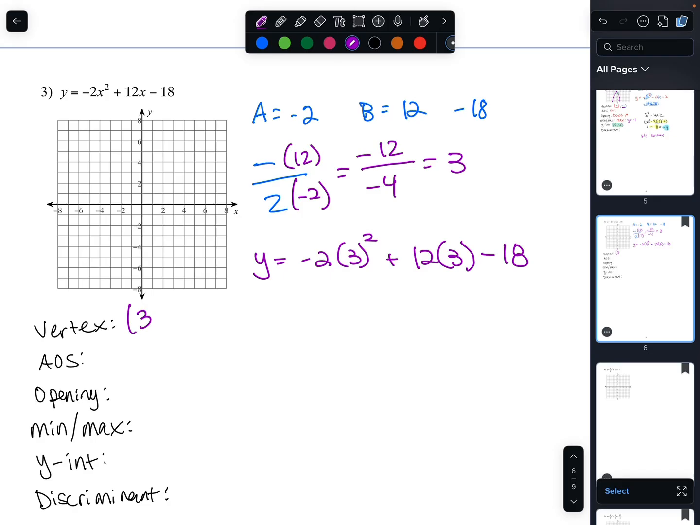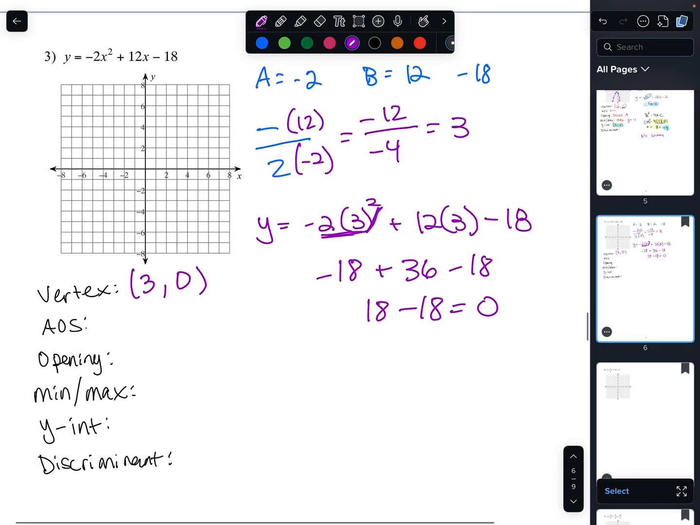Well, 3 squared is 9 times -2 is -18. 12 times 3 is 36 minus 18. This ends up becoming -18 plus 36 is 18 minus 18. And our y-coordinate happens to be 0.